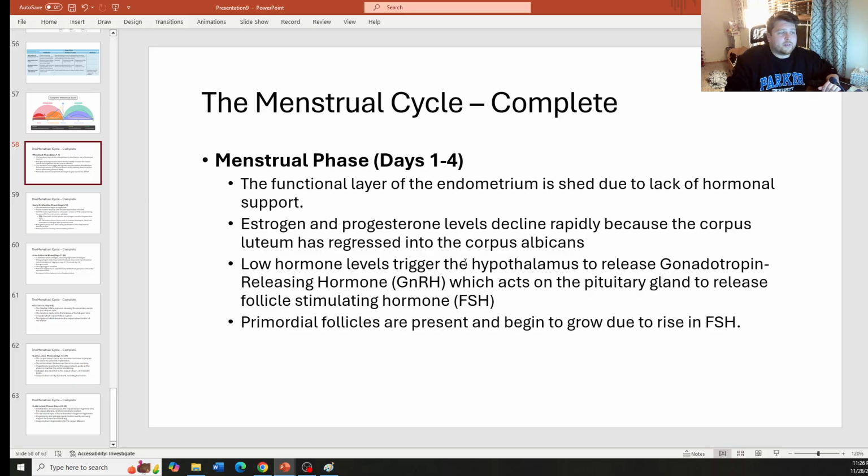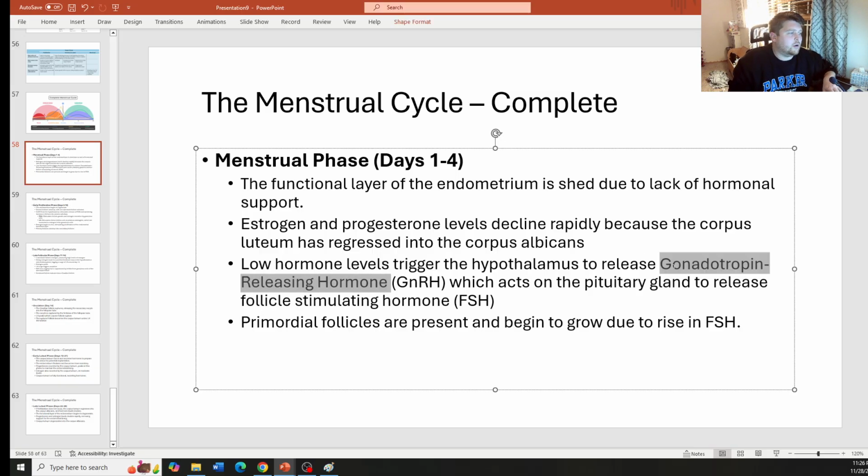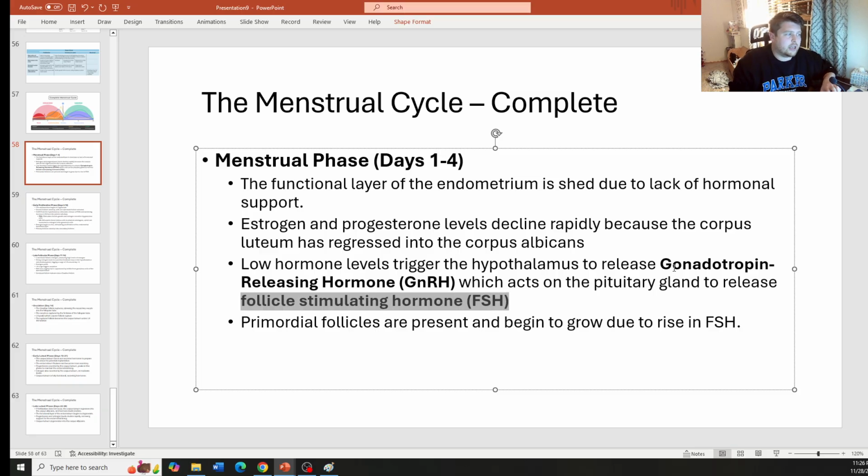These low hormone levels trigger the hypothalamus to release the gonadotropin releasing hormone, which acts on the pituitary gland to release follicle stimulating hormone. Follicle stimulating hormone does exactly that. It stimulates the follicles. So the primordial follicles, they start to grow with the rise in FSH.